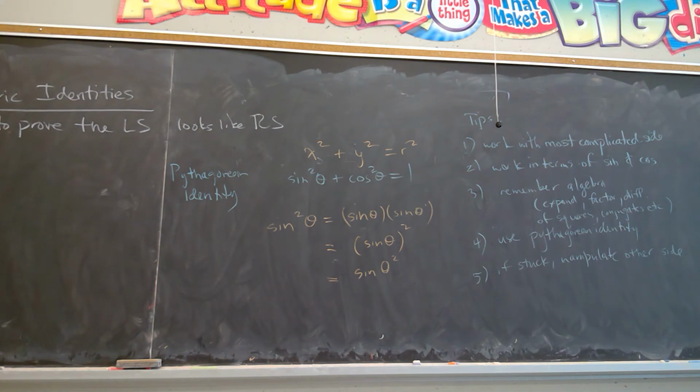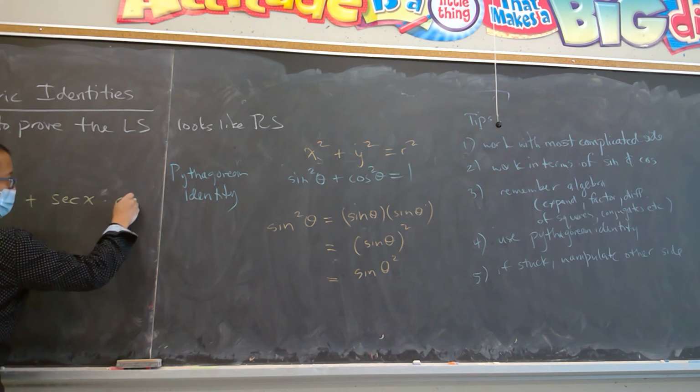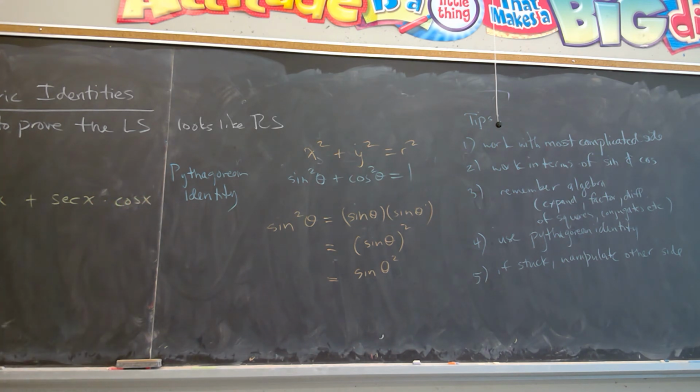So this is not really an identity. It says just to simplify the following. So watch what I'm going to do. I'm going to give you cosecant x times sine x plus secant x times cosine x. Right? So this is not an identity. This is just a simplification question.